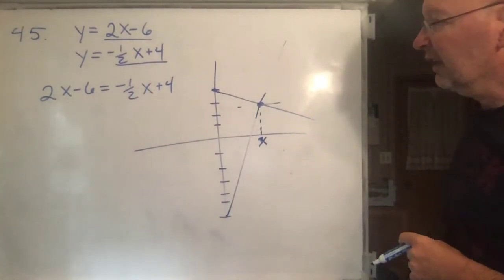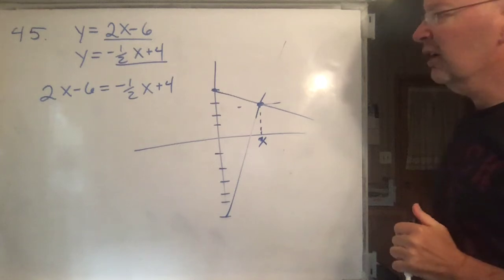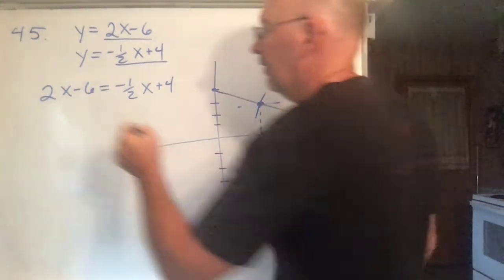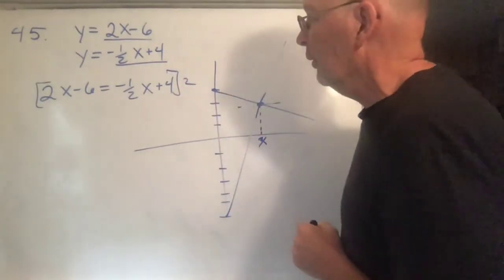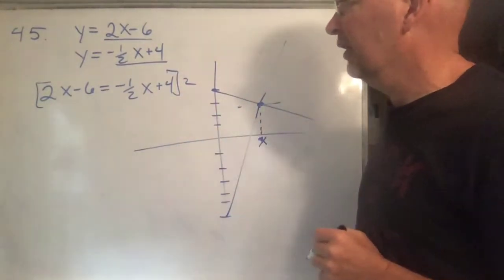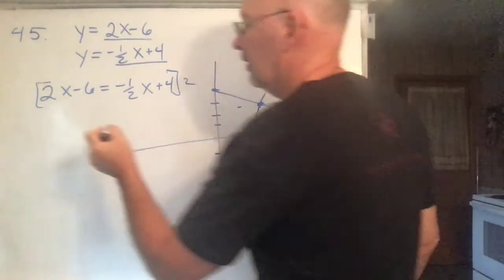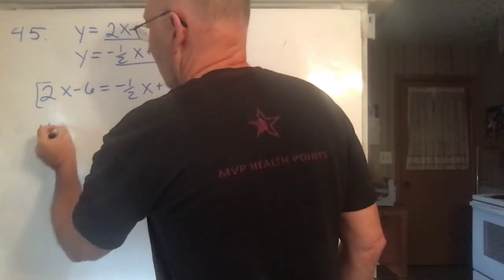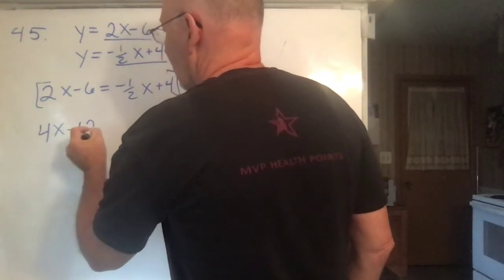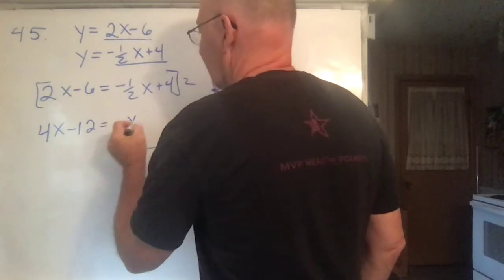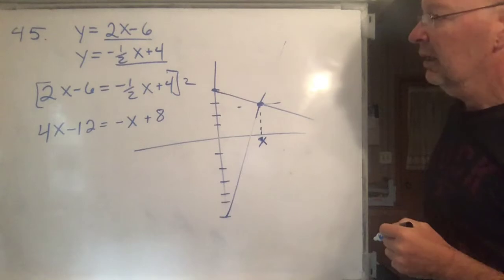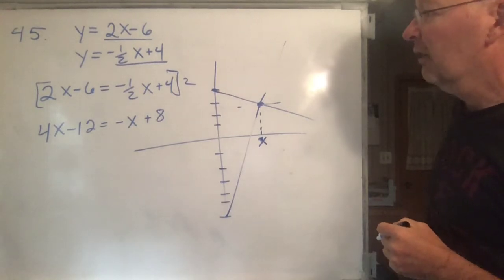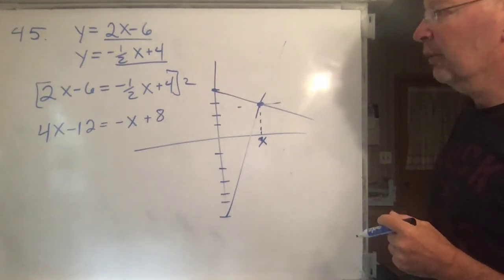So you can solve that lots of different ways. As I mentioned before, I don't like fractions. So I'm going to multiply this whole equation through by 2 and get rid of this fraction there, the negative 1/2. If I do that, I'm going to get 4x minus 12 is equal to negative x plus 8. So the same equality holds. It's just that I got rid of the fraction.